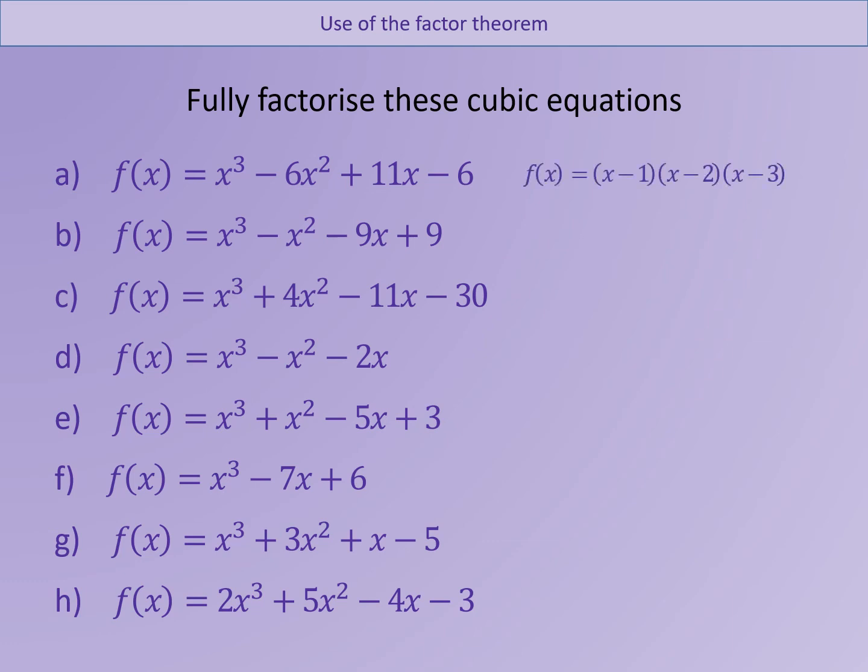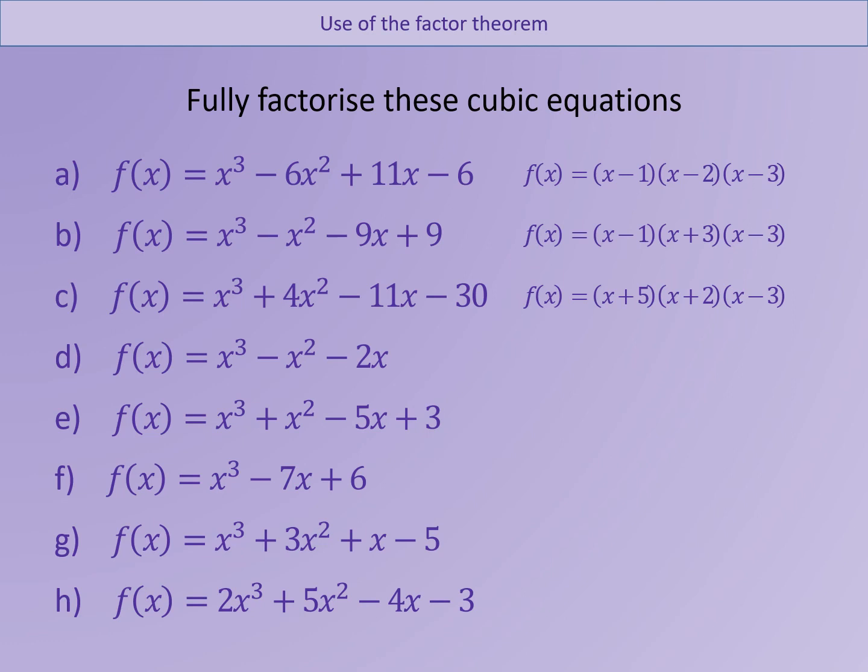Good. So in our first one, we get 3 linear distinct factors. They are x minus 1, x minus 2, x minus 3. In part B, again, 3 distinct factors. They are x minus 1, x plus 3, x minus 3. Again, in number 3, we've got 3 distinct factors. They are x plus 5, x plus 2, x minus 3.